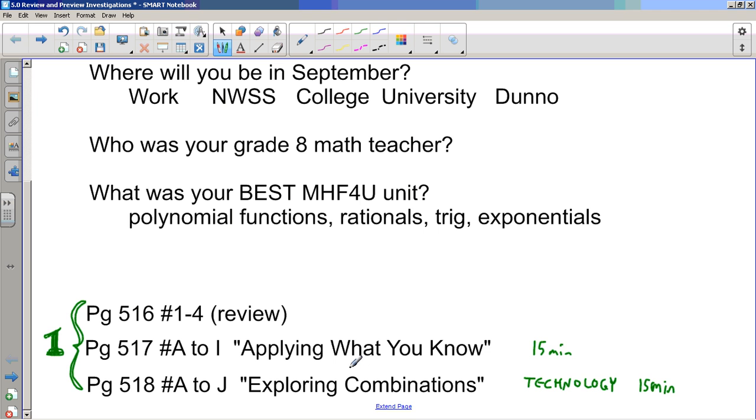The review will essentially be good studying for the exam. You can do that or not do it. The next two things I would strongly suggest doing. The applying what you know is a good introduction to the modeling, and this is a technology exercise, and I think it's just interesting and fun. So hopefully you have a chance to try that.